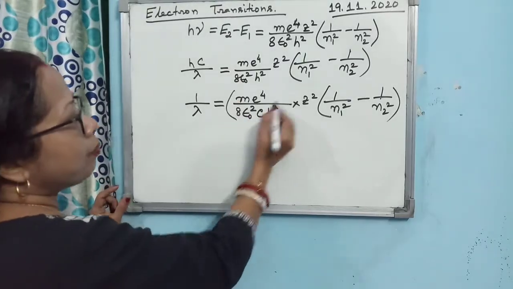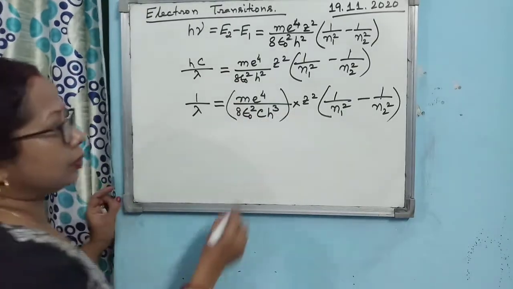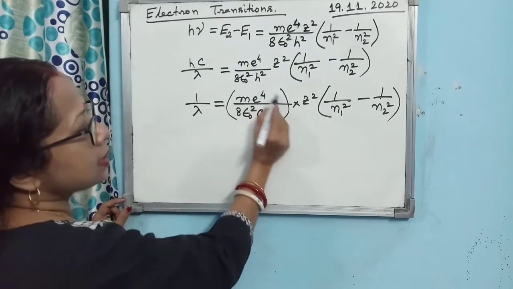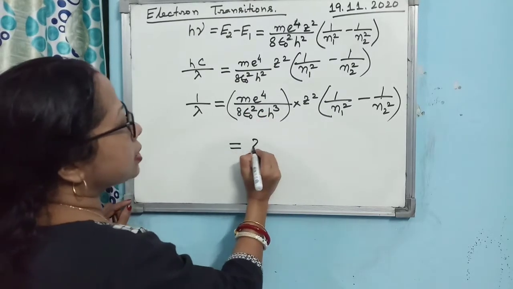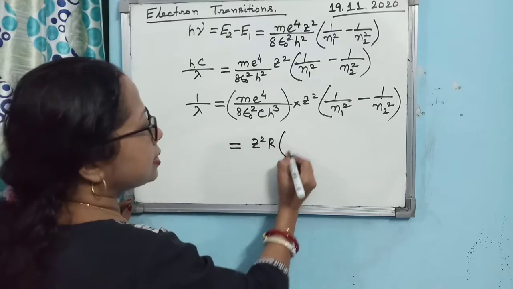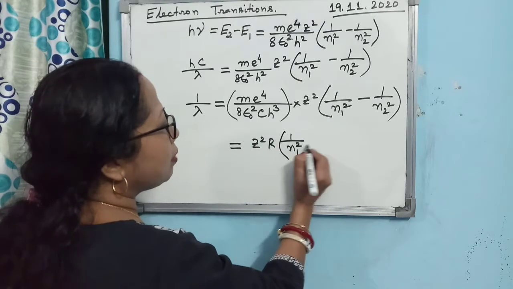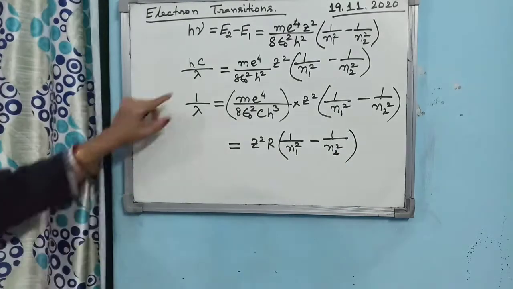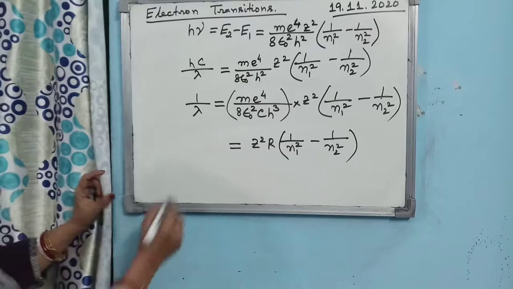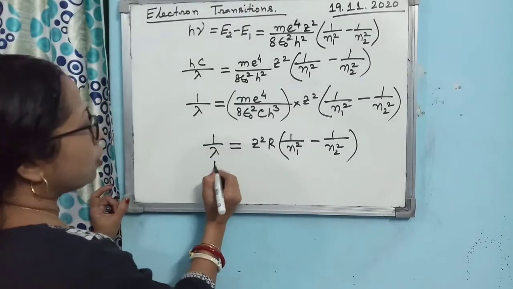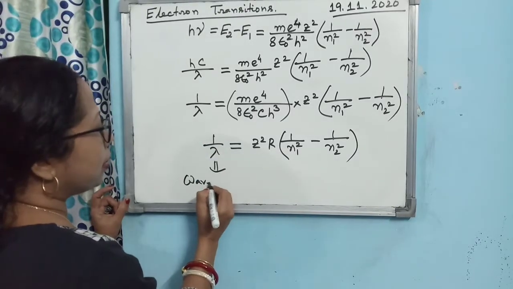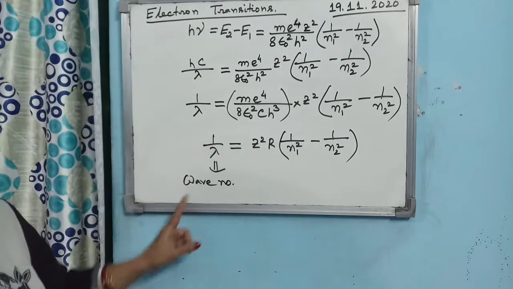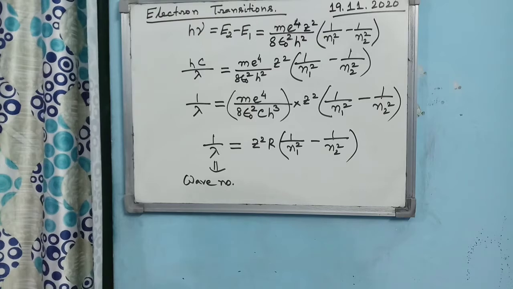Now, in the previous discussion we have got that this is nothing but the Rydberg constant. So you are getting it as z square R into 1 by n1 square minus 1 by n2 square. Alright. Now what is 1 by lambda? 1 by lambda is known as the wave number.